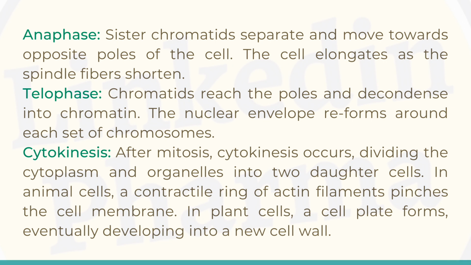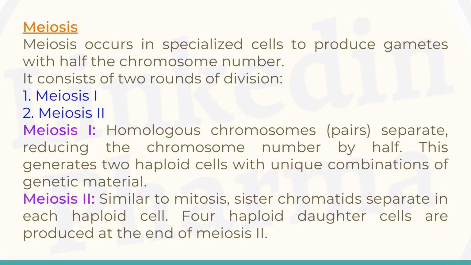Cytokinesis. After mitosis, cytokinesis occurs, dividing the cytoplasm and organelles into two daughter cells. In animal cells, a contractile ring of actin filaments pinches the cell membrane. In plant cells, a cell plate forms, eventually developing into a new cell wall. Meiosis. Meiosis occurs in specialized cells to produce gametes with half the chromosome number. It consists of two rounds of division, meiosis I and meiosis II.